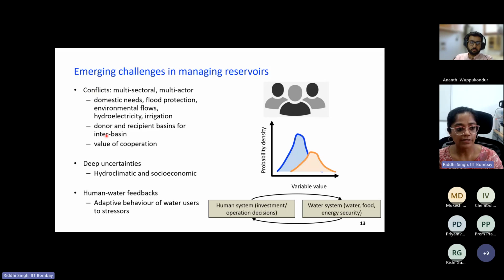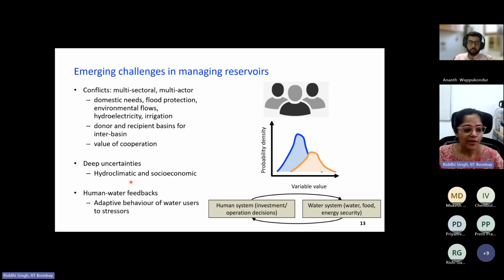One is again conflict. I have already listed it here. The second challenge in managing large reservoirs is that they have a very long lifetime. So you may be designing the structure based on past stream flow data, but the structure is going to work in conditions which you probably couldn't even have imagined in the future. So we call these deep uncertainties, where we don't know exactly what will happen in 30 years in terms of rainfall or even demands.